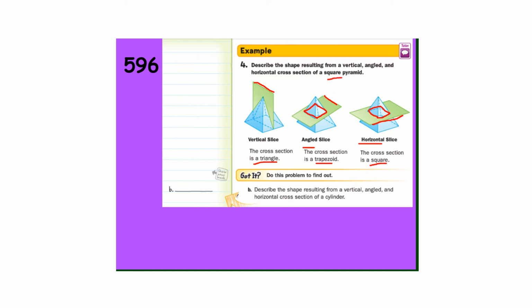Okay, so go ahead and pause the video and you do the same thing for a cylinder and make sure you use your labels. Say vertical, angled, horizontal, and you just write down the shape that it would result in if you had that plane slicing that shape. Pause the video and do that one.